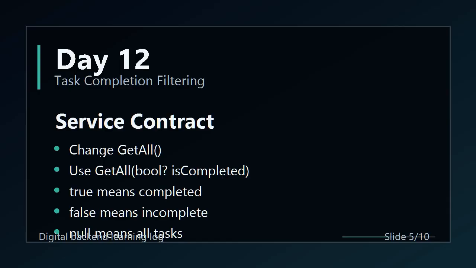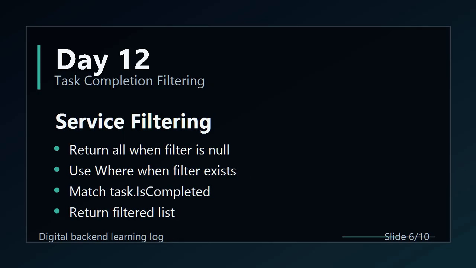First, update the service contract. Change GetAll to accept a nullable bool isCompleted. True means completed tasks, false means incomplete tasks, and null means all tasks. Next, update the service filtering. Return all tasks when the filter is null. When the filter exists, use Where to match task.IsCompleted and return the filtered list.